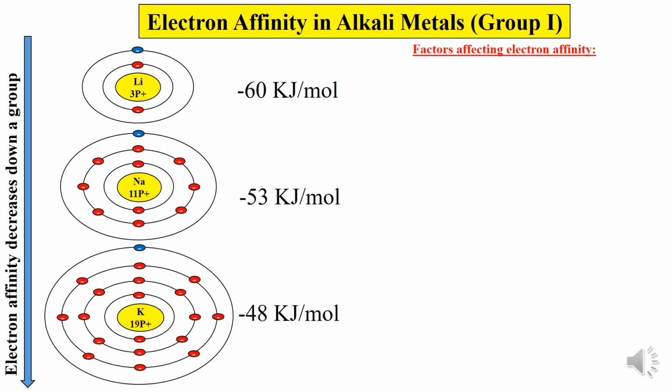Now, what are the factors affecting electron affinity values in case of group 1 elements? As you go down the group, you see the number of electron shells or energy levels are increasing. As a result of this, the distance between the nucleus and the outermost electron shell increases, or the atomic radius increases. So, with the increase in the atomic radius, the electrostatic force of attraction between the positively charged protons and the outermost, negatively charged electron decreases.